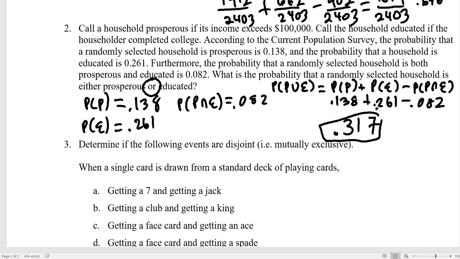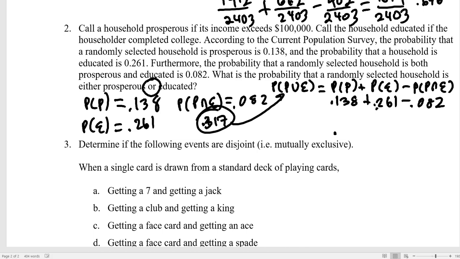This is not the only option with this. You can actually make a table if you want to. I would encourage you to write this down because there's a quiz question that's kind of difficult where this could help. I could make a table because I have two different events I'm looking at. You are either prosperous or educated, or not prosperous or not educated, and they've given some of these numbers already.